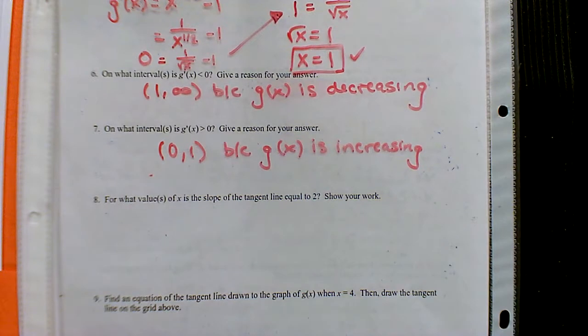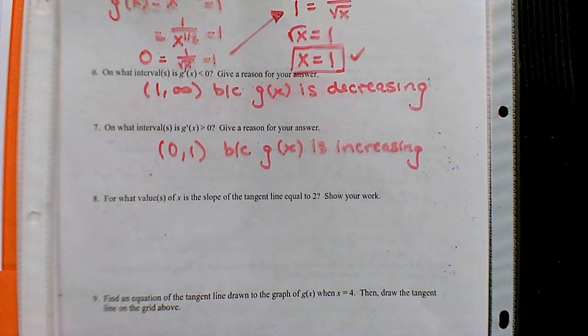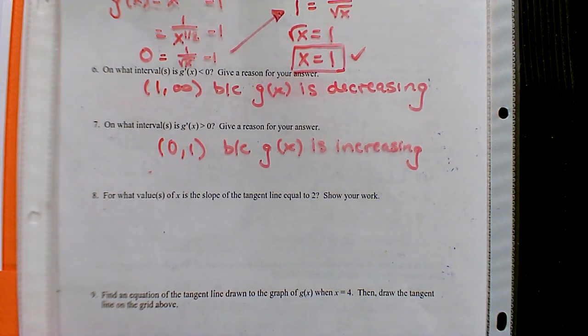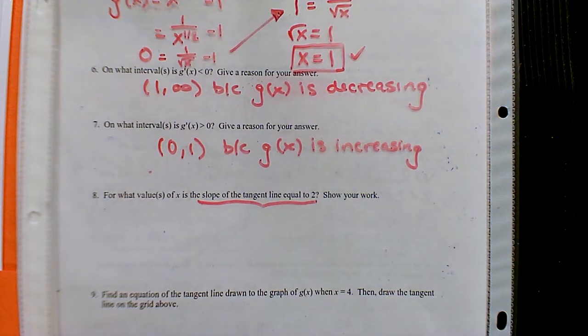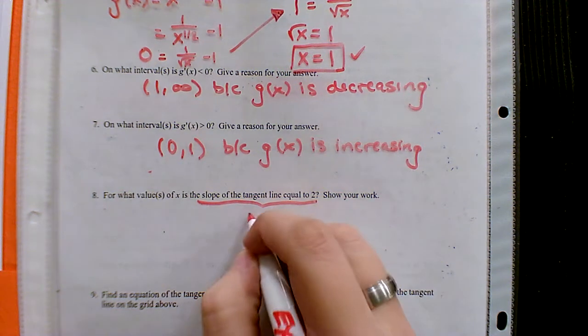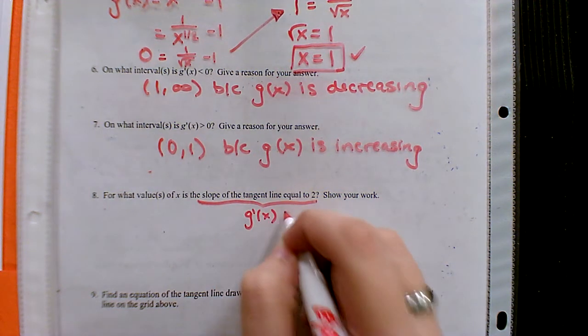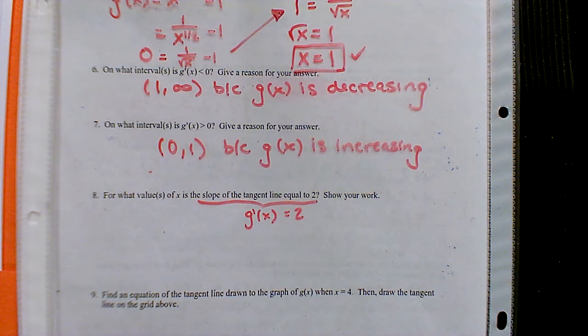All right, maybe we can tackle the next one before the bell rings. For what values of x is the slope of the tangent line equal to 2? What's that asking us to find or set up? Slope of tangent, aka the derivative. So we need the derivative to equal 2. We'll check that out tomorrow.